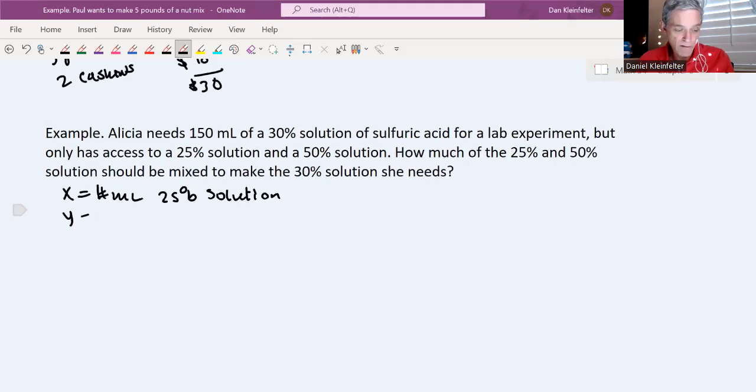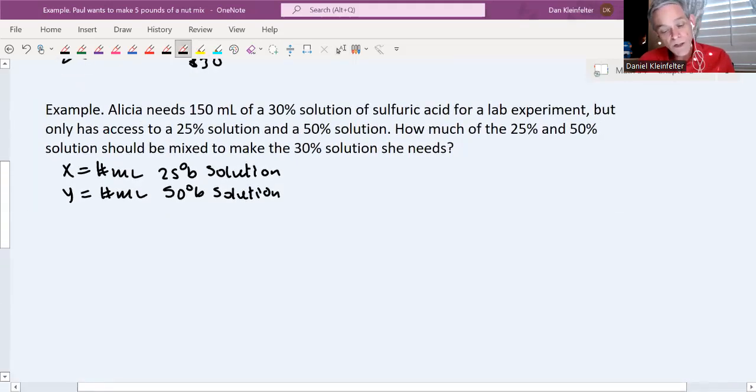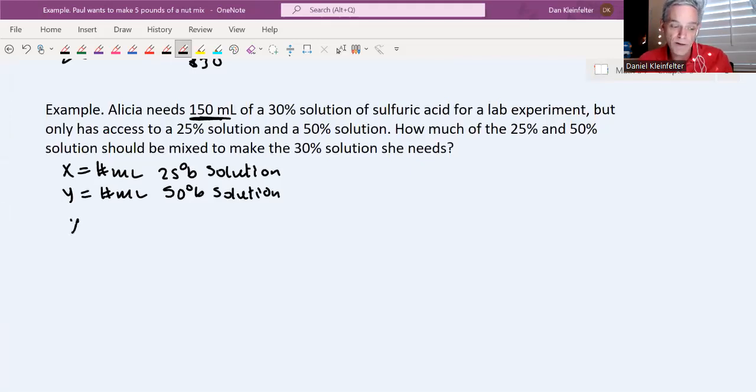And then Y will be the number of milliliters of the 50% solution. Those are her 2 raw ingredients she's mixing, kind of like the peanuts and the cashews. Okay, so we're mixing those 2. And so the total amount that she needs to end up with is 150 milliliters. So the X plus Y has to make 150 milliliters. This is about the total amount of fluid volume, not about the amount of acid mixed into it. So this is total fluid volume.